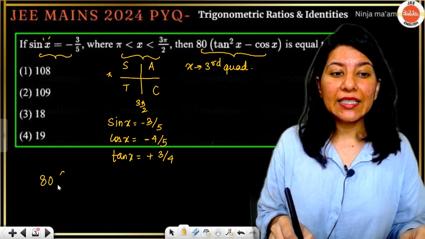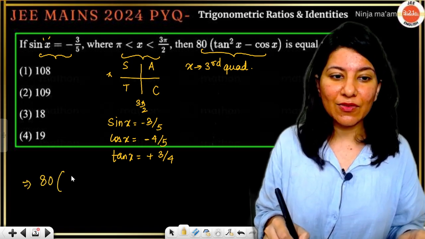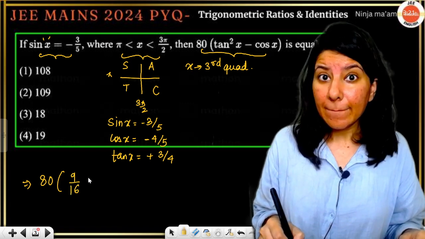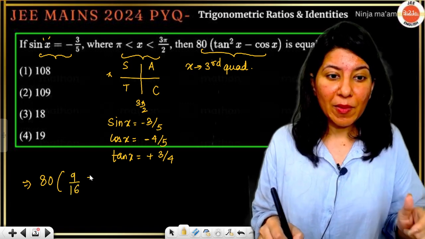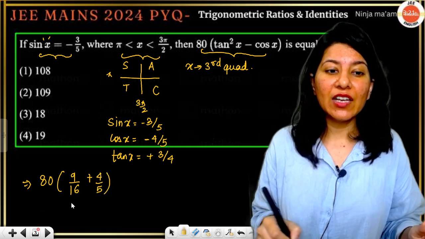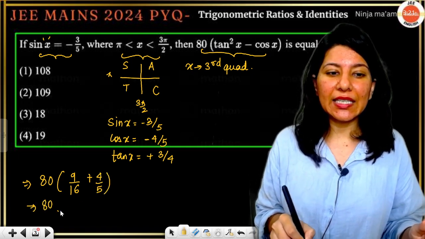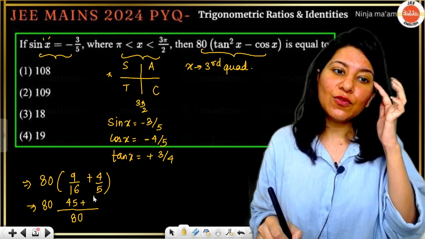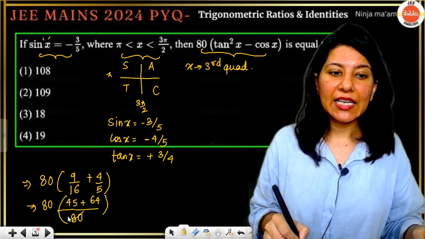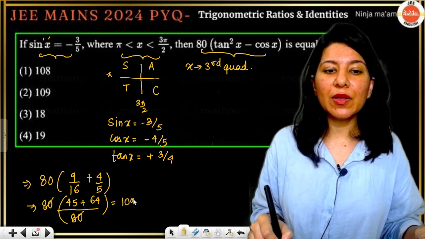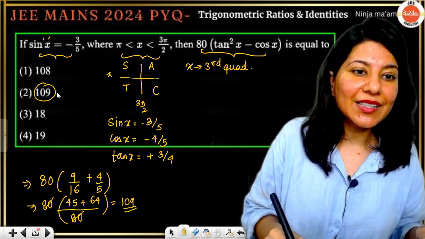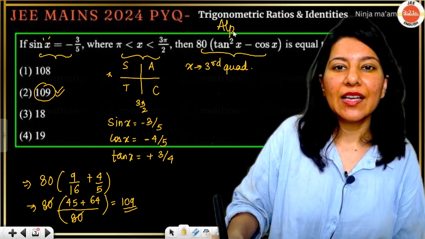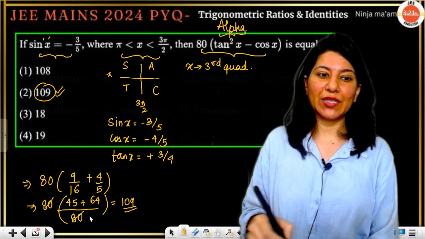So 80 tan square x. Tan square x will be 3 by 4 square, so 9 by 16, minus cos x. Cos x is minus 4 by 5, so this is plus 4 by 5. If you take the LCM, you are going to get 80. 16 into 5 is 80. 9 5s are 45 plus 16 into 4 is 64. Perfect. 80, 80 cancel. 45 plus 64 will be 109. So you can clearly see that within 1 minute, this is an alpha question, I would say, from JEE Main 2024.